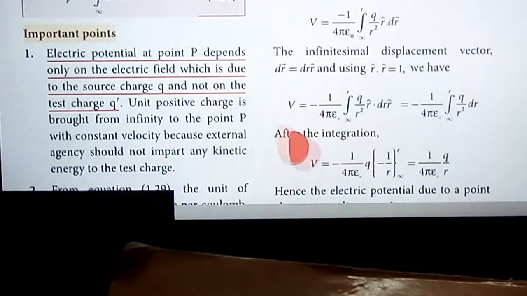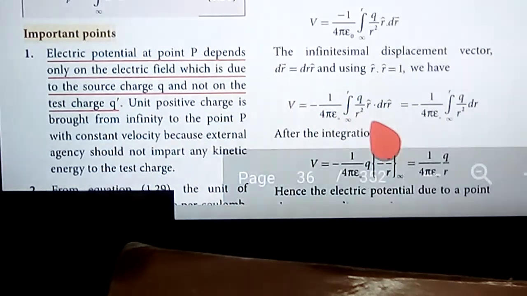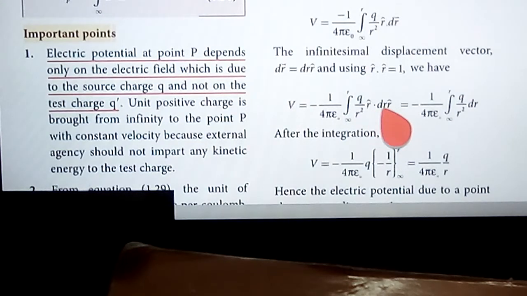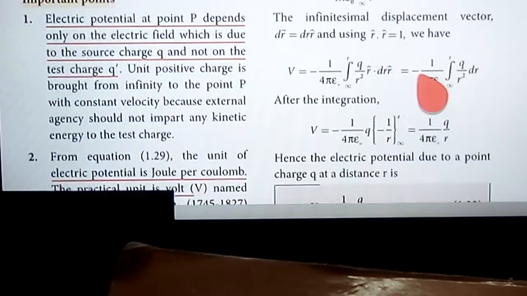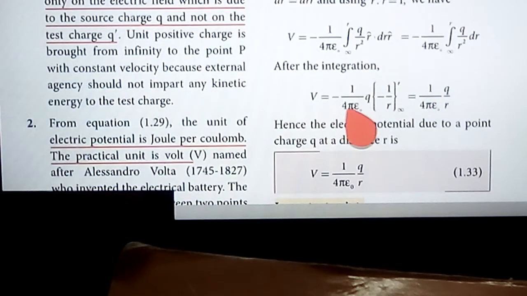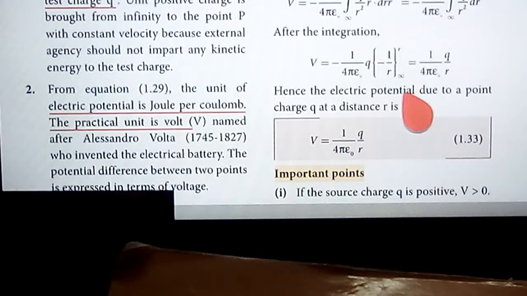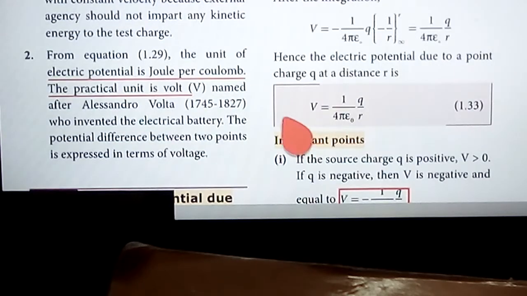So here the expression for the potential is given by V equal to minus 1 by 4 pi epsilon naught integral infinity to r Q by r square r unit vector dot dr r unit vector, and that's equal to minus 1 by 4 pi epsilon naught integral infinity to r Q by r square dr. So after integration, we will get V equal to minus 1 by 4 pi epsilon naught Q into minus 1 by r, with the lower limit infinity and the upper limit r, and that will be equal to 1 by 4 pi epsilon naught Q by r. So the electric potential due to a point charge Q at a distance r is given by V equal to 1 by 4 pi epsilon naught Q by r. This is the expression we are taking as 1.33.